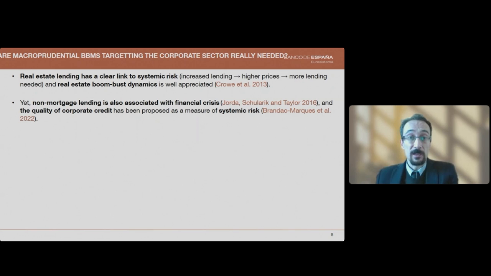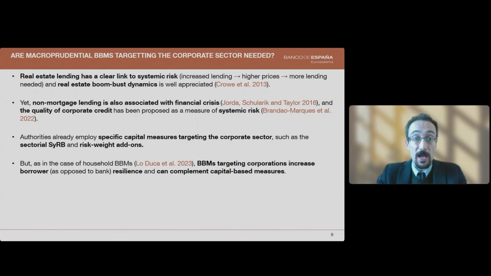However, also in non-financial corporations, more in general, not just in mortgage lending, credit has also been associated with financial crisis, and actually the quality of this credit has also been proposed as a measure of systemic risk. And indeed, it has been found that a deterioration in credit quality to non-financial corporations is linked to GDP contractions and crisis. Yet, already now, authorities have a number of specific capital measures targeting the corporate sector, such as sectorial systemic risk buffer or risk weight add-ons.